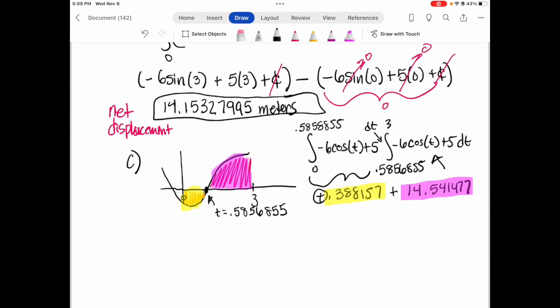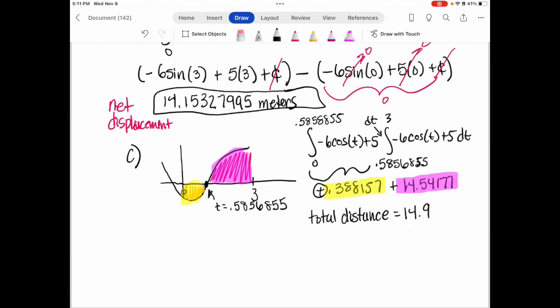So I'm going to add those together to get my total distance. When I add these two together, I get 14.9296287 for our total distance, and that's in meters.